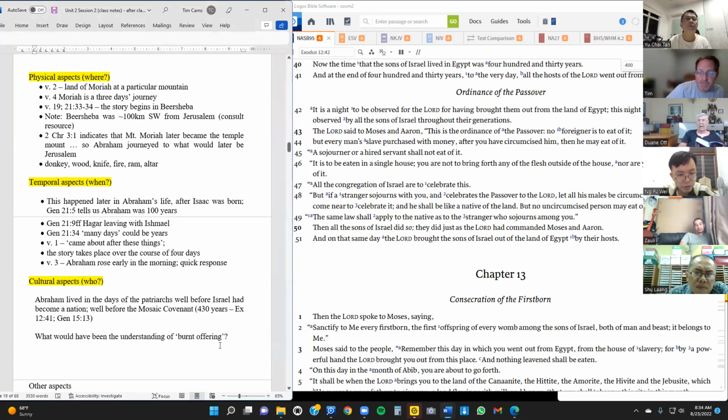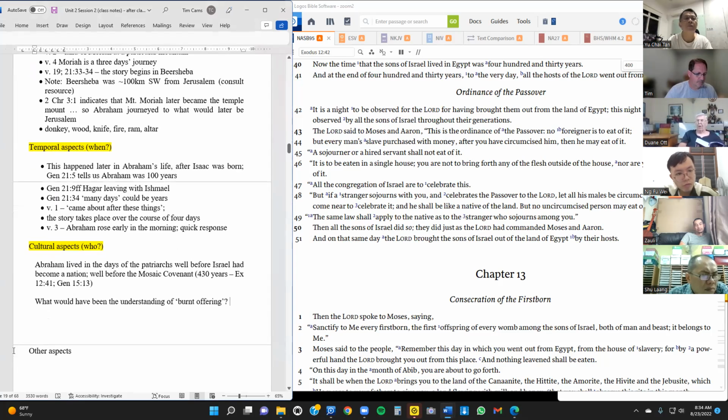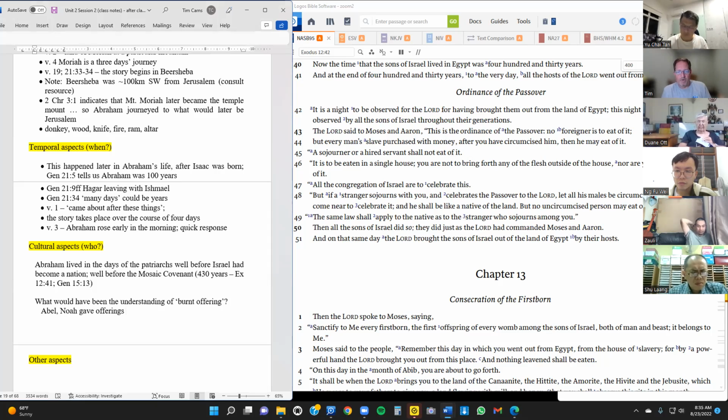I think Noah offered a burnt offering. Yes. Yeah, it's mentioned in a few places. Of course, you have Cain and Abel. Abel offered an offering, and then there's Noah. Actually, there is no mention of fire or an altar or anything. They just brought their offerings. So you want to understand, is there anything we can learn from Scripture about the understanding of a burnt offering at this time?